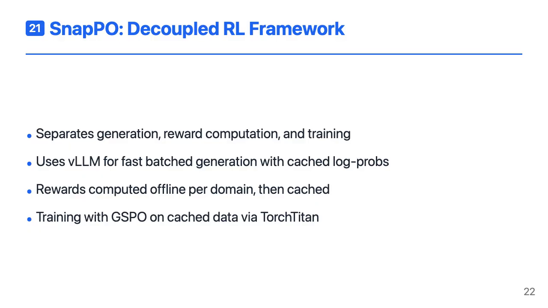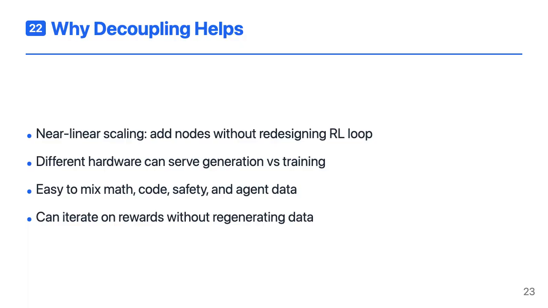For reinforcement learning, the team introduces SnapPO, which stands for Snapshot Sampling for Policy Optimization. The key idea is to decouple three steps that are often tightly coupled: generating responses, computing rewards, and updating the model. They use vLLM to generate multiple responses per prompt and cache both the text and the behavior policy's log probabilities. Then, in a separate offline step, they compute rewards, using correctness checks, reward models, or pattern detectors, per domain, and cache those too. Finally, they train the policy using group sequence policy optimization on this cached dataset, leveraging the same TorchTitan infrastructure. This separation makes it much easier to scale and to experiment with new reward functions or data mixes.